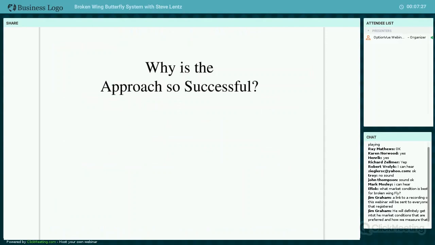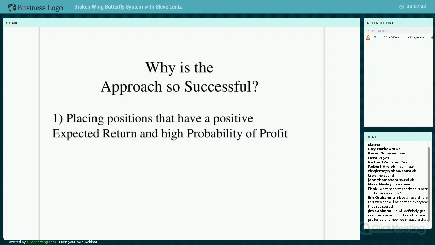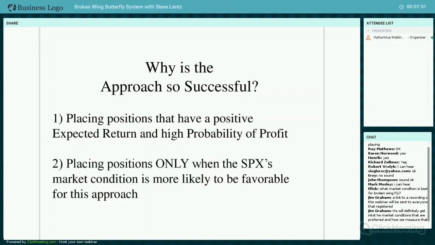Now, why is the approach successful like this? Two things contribute to it. One is that we place the positions only in such a way, using broken wing butterflies, and I'll explain this in detail. We want our position to have a positive expected return and a high probability of profit. All right, a high probability of profit. Both of those, and I'll explain those in a bit.